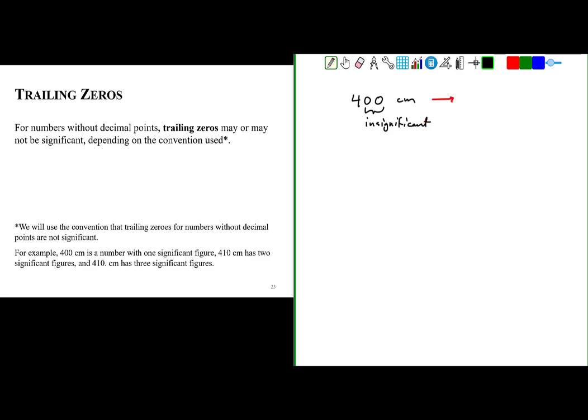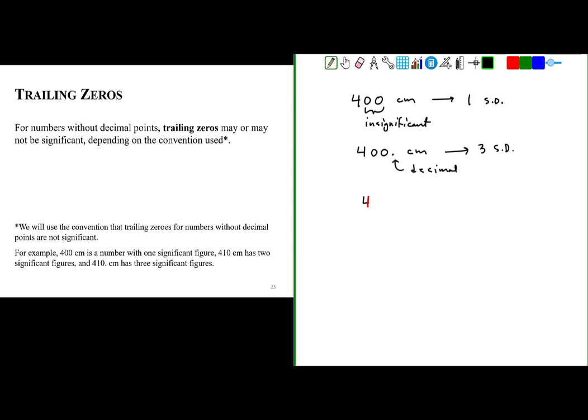And so this number has only one significant digit. Now, if we explicitly wrote a decimal point, let's say 400 with that decimal point, this number is going to be considered to have 3 significant digits, because zeros between a non-zero digit and the decimal point are considered significant.